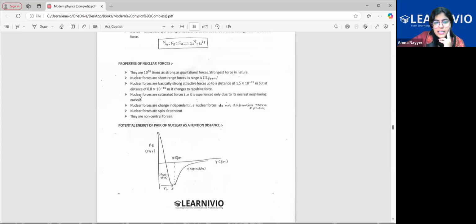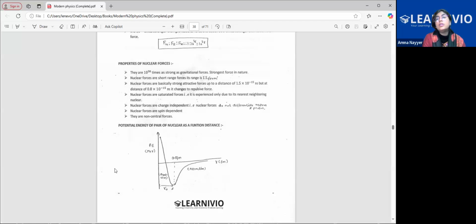Now, this says that nuclear forces are basically strong forces up to a distance of 1.5 fermimeters. But at a distance of 0.8 fermimeters, it changes to repulsive forces. Then it is saying nuclear forces are charge independent. Now, nuclear forces are spin dependent. If you have studied the electronic spin in your chemistry, there you had minus half and plus half for a system. So it is like that. And they are non-central forces.